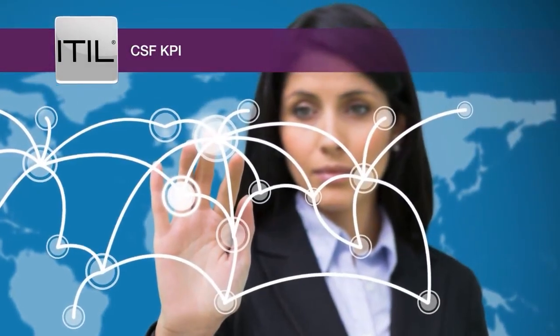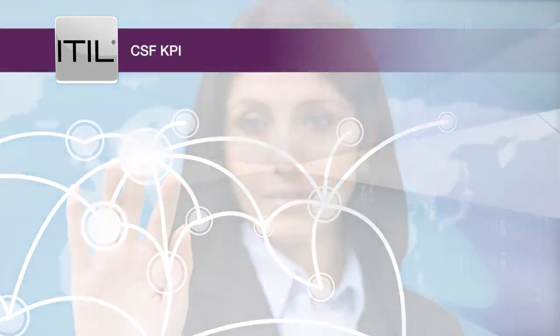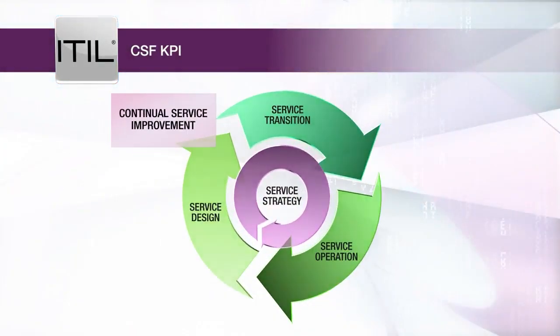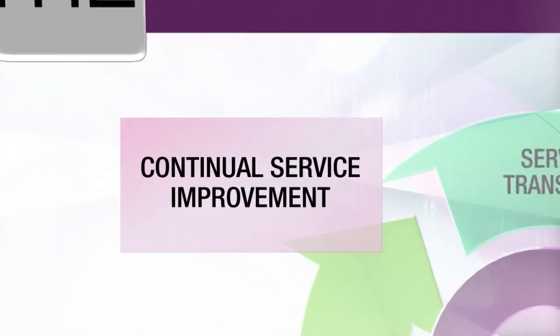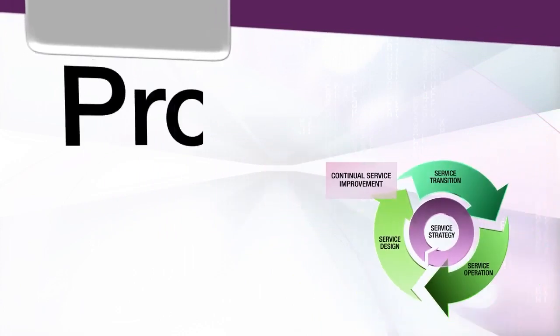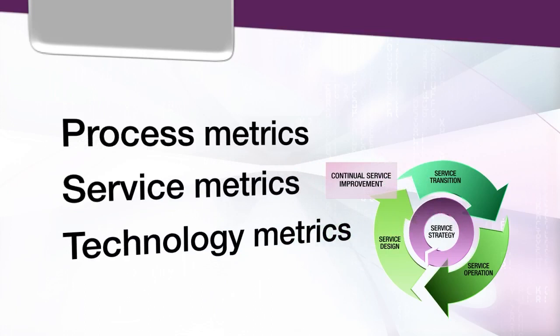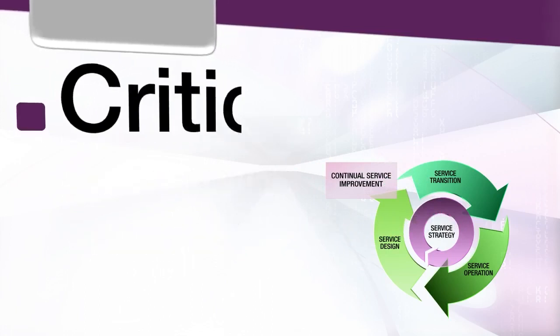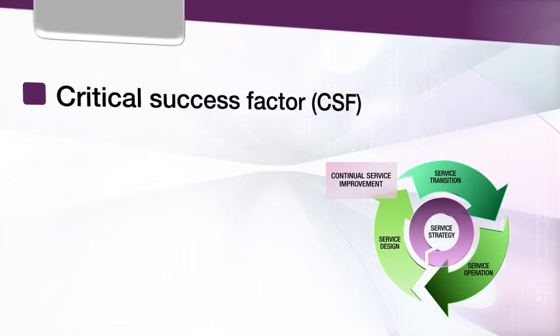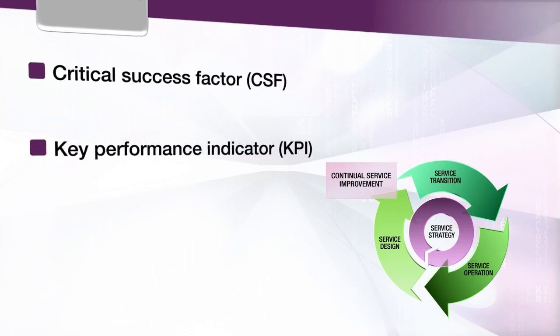It is important to remember that there are 3 types of metrics that an organisation will need to collect that will support the activities of the continual service improvement lifecycle stage, as well as other service management process activities in other stages. These are process metrics, service metrics, and technology metrics. Metrics can be used effectively in 2 ways. Firstly, as critical success factors, or CSFs, and key performance indicators, or KPIs.